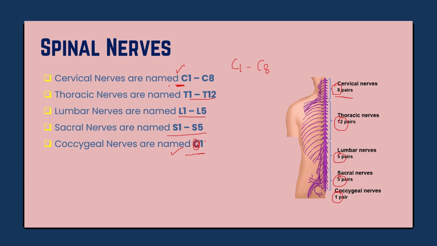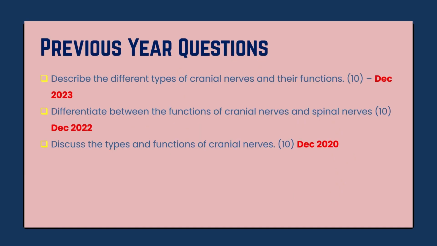Okay. We move on to the previous year questions from this topic. In December 2023, this question has come. Describe the different types of cranial nerves and their function. So, see, cranial nerves. You have to remember all the 12 pairs. Okay, their names, their function, whether it is sensory, whether it is mixed or motor, and what exactly they do.